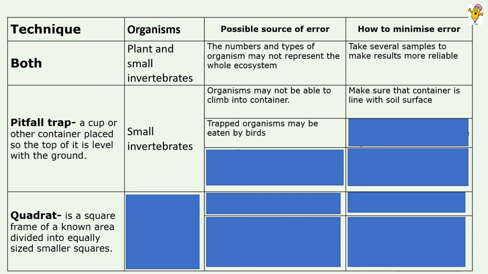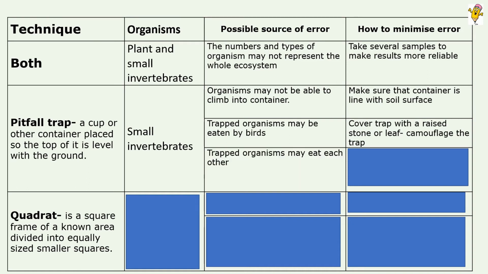Another possible source of error would be that trapped organisms may be eaten by birds. How you minimize this error would be to cover the trap with a raised stone or leaf, so it camouflages the trap. Now watch when you're writing covers it or putting a lid on it, because it needs to be so that the organisms can get in. So it's better just to write camouflage the trap.